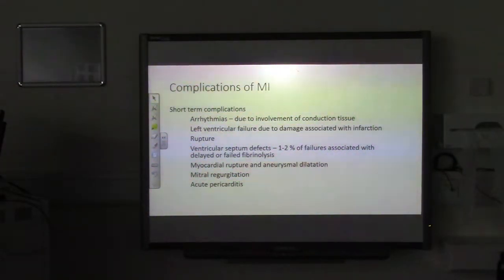There's also a chance of rupture. Ventricular septal defects occur in about 1 to 2%, and are associated with delayed or failed fibrinolysis. You can also get a myocardial rupture because of the level of damage to the myocardium, and aneurysmal dilatation. You also get valvular damage with mitral regurgitation, and we can also see acute pericarditis.